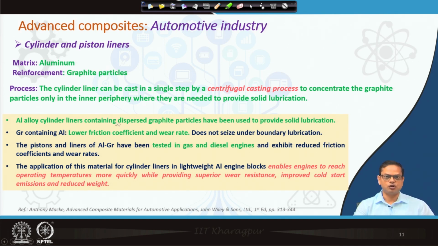Aluminum alloy cylinder liners containing dispersed graphite particles have been used to provide solid lubricants. It lowers the frictional coefficient and wear rate, and it has been tested in gas and diesel engines as well, and it has been observed that it exhibits reduced friction coefficient and wear rates. And ultimately, you can see here as you use this kind of composite material, it enables engines to reach operating temperature more quickly while providing superior wear resistance, improved cold start emission and reduced weight. So, with superior wear resistance, it also provides reduced weight.